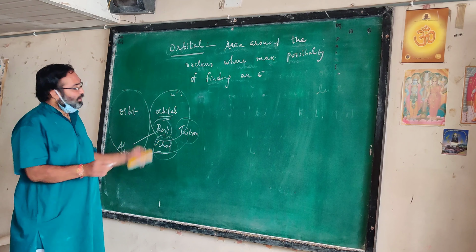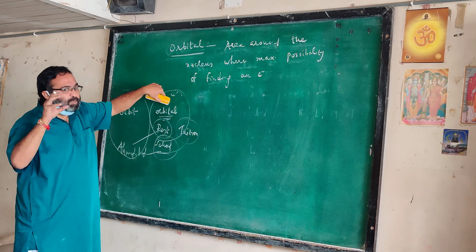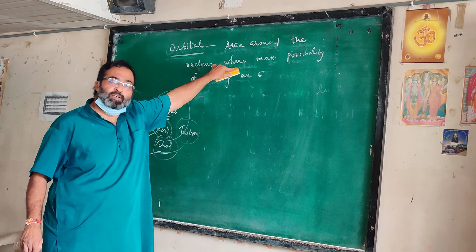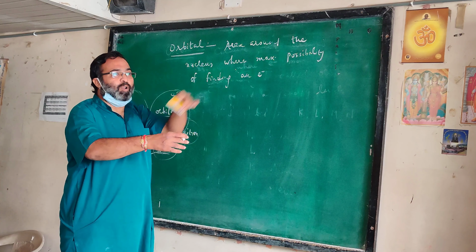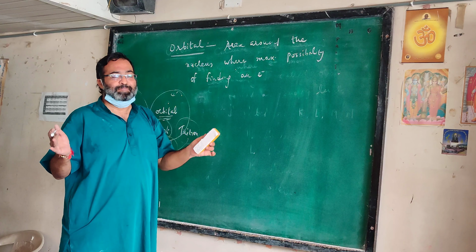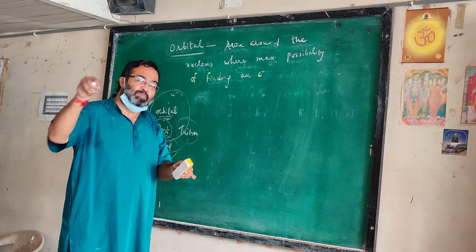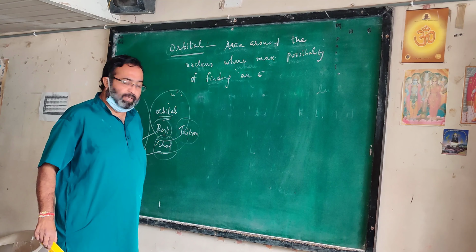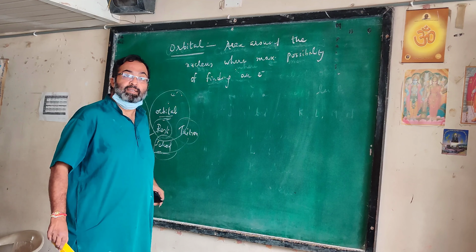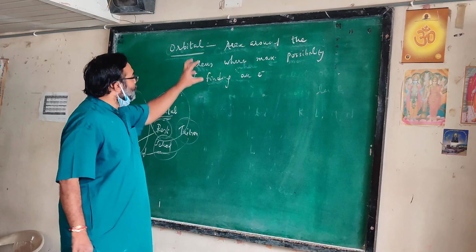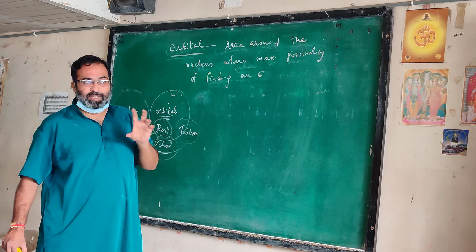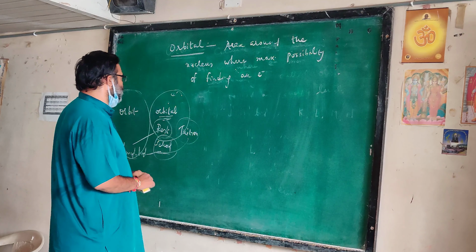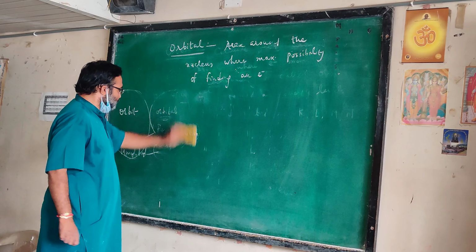So time being, around the nucleus, there is a space where the maximum possibility of finding the electron is there, and that is known as orbital. So we can say orbit is like Ahmedabad, the whole city, and orbital is the different small areas where the electron is found with the maximum probability or possibility. I hope it is clear. So orbital is a stipulated area where we can find the electron with maximum probability and possibility. Let us see further.